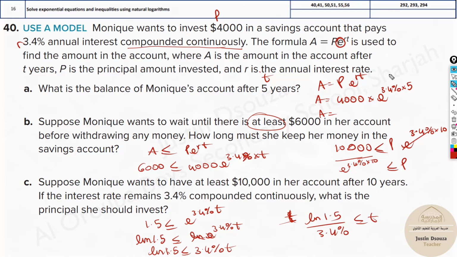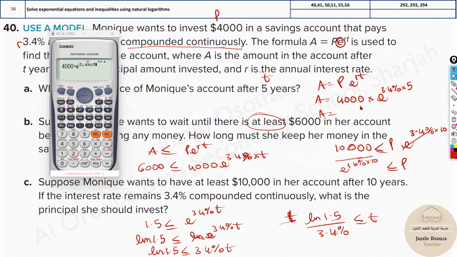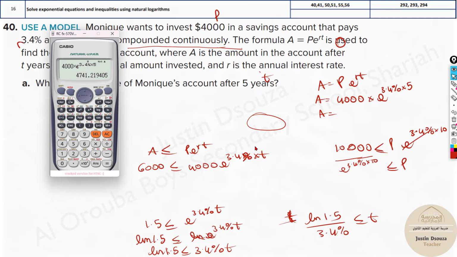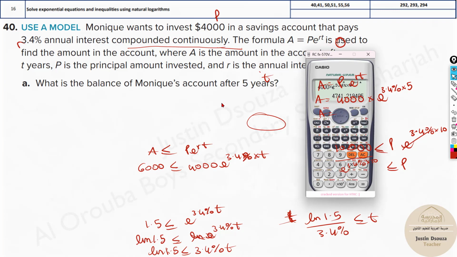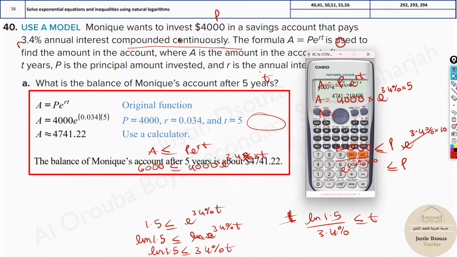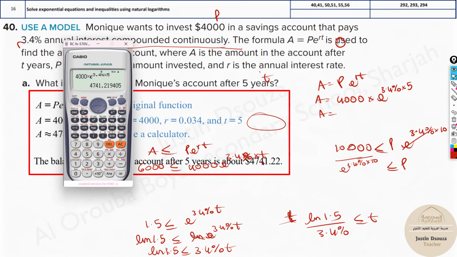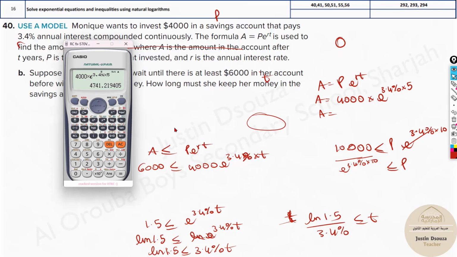Okay, let's do it in the calculator now. I've typed this equation as it is: 4,000 times exponential, which is by shift and ln, 3.4% is by shift and the opening bracket symbol above it for percent, times 5. The answer is 4,741. Let's just check the answer. Yes, that's the correct answer. Let's round it to 2 digits after the decimal. And the second one, we have it over here.